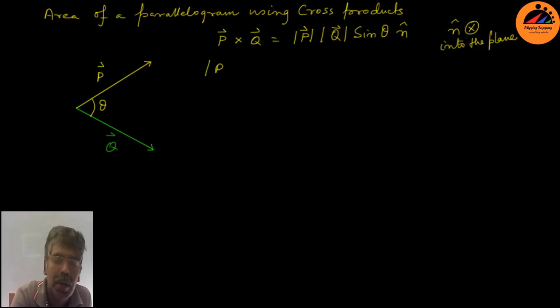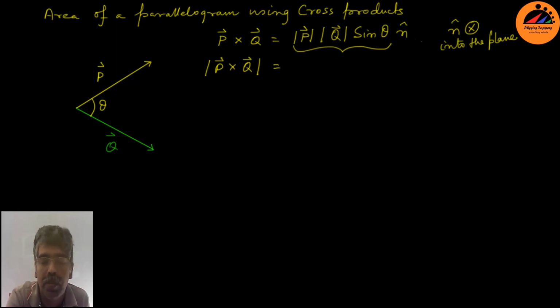Okay, now let me show that this is the magnitude of p cross q. So what I'm doing is I'm taking the magnitude of p cross q. We shall take this part only. This is the magnitude. The unit vector I shall not take, because the unit vector's magnitude is always 1 and it's dimensionless. So this is pq sine theta. So this should be the area of the parallelogram formed by p and q.